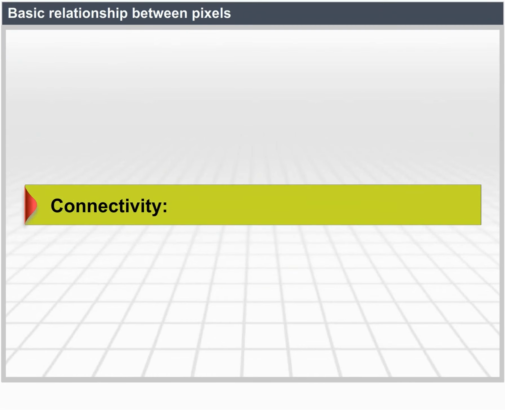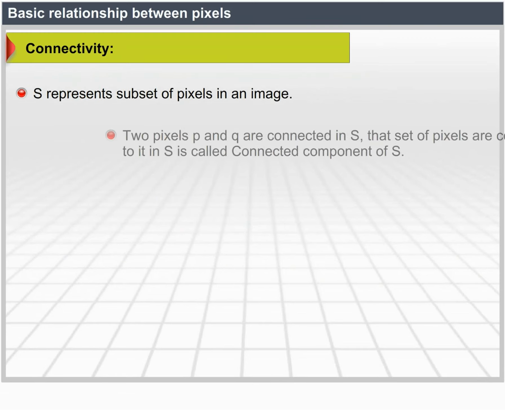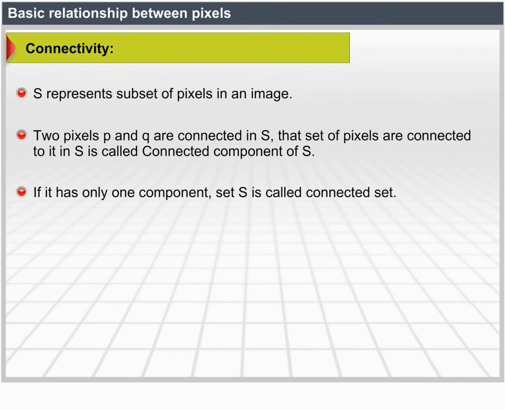Connectivity. S represents a subset of pixels in an image. 2 pixels P and Q are connected in S. The set of pixels which are connected to it in S is called a connected component of S. If it has only one component, then set S is called a connected set.